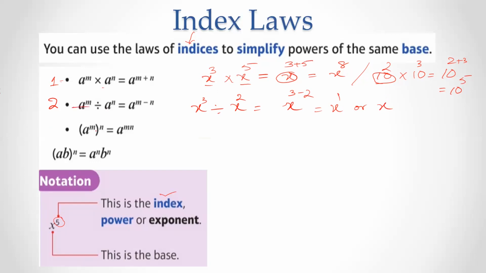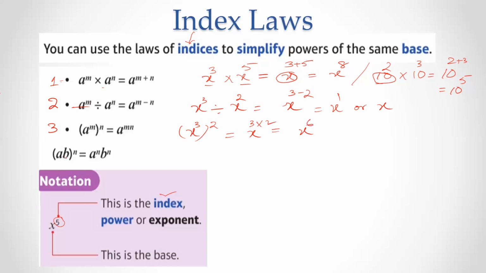Now the third rule states a power m, whole power n, equals a power m times n. It means the base is only one. For example, x is the base and the first power is 3, and above it there is the power 2. So we multiply their powers: 3 times 2, and this becomes x power 6.